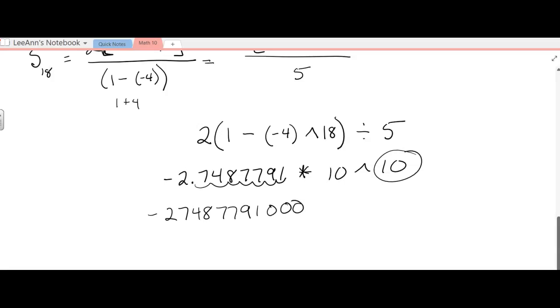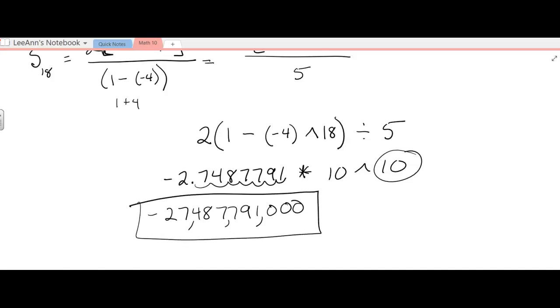7487791, 1, 2, 3. Now that's as accurate as my calculator is getting it. Okay, so it's -27,487,791,000. Now the book, I think their answer had it a little more accurate. It didn't have these zeros here, but the calculator I was using, that was as accurate as I was going to get. Okay, a pretty big number. Well, really a pretty small number because it's negative.